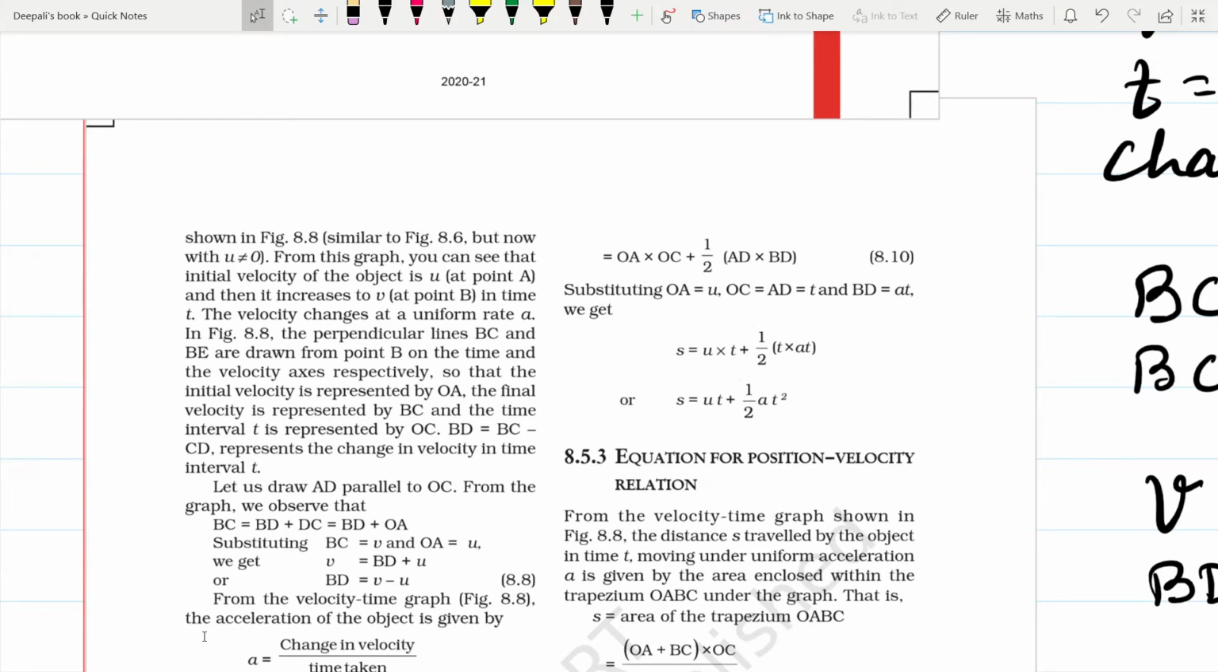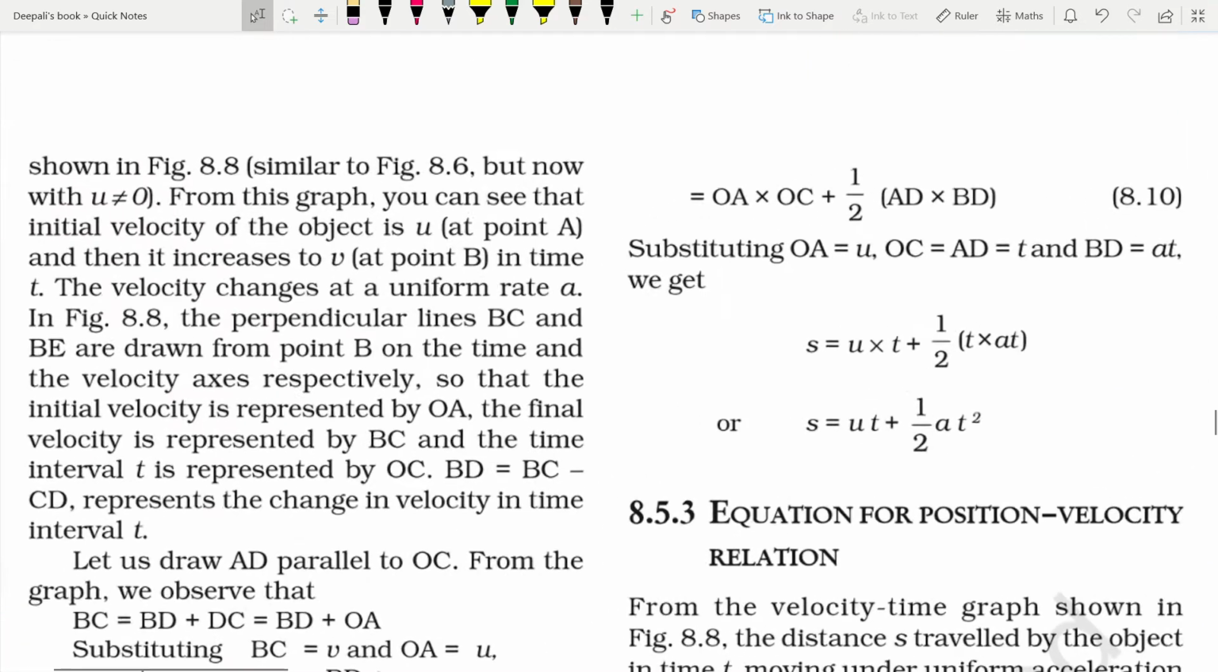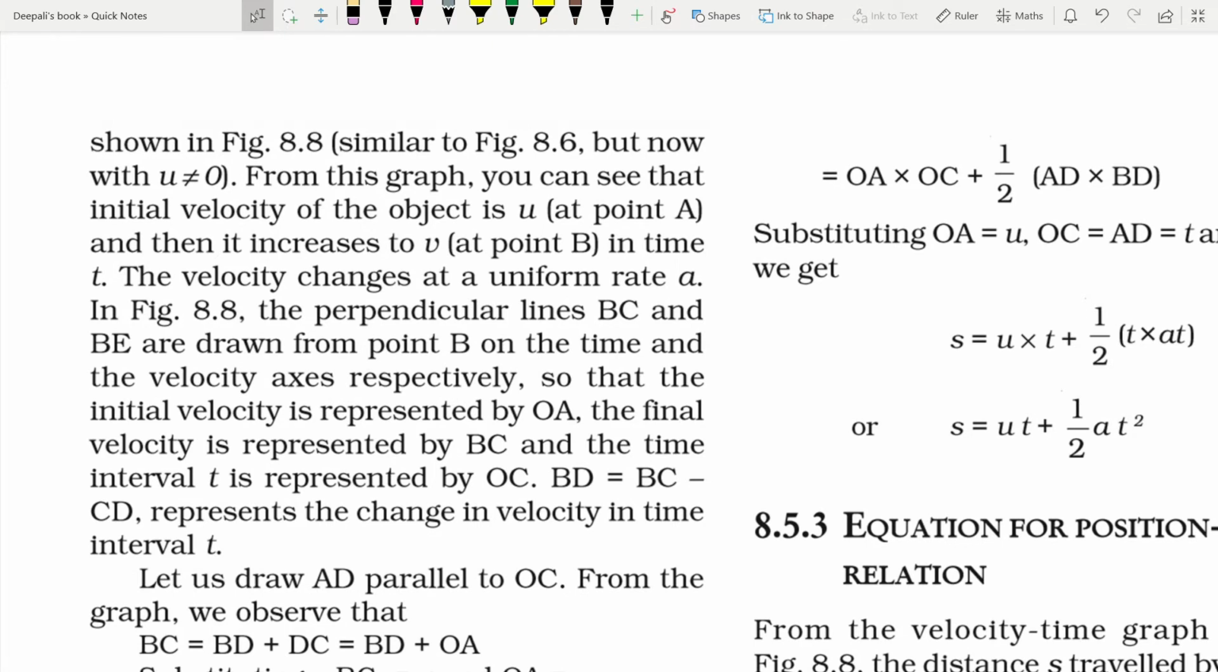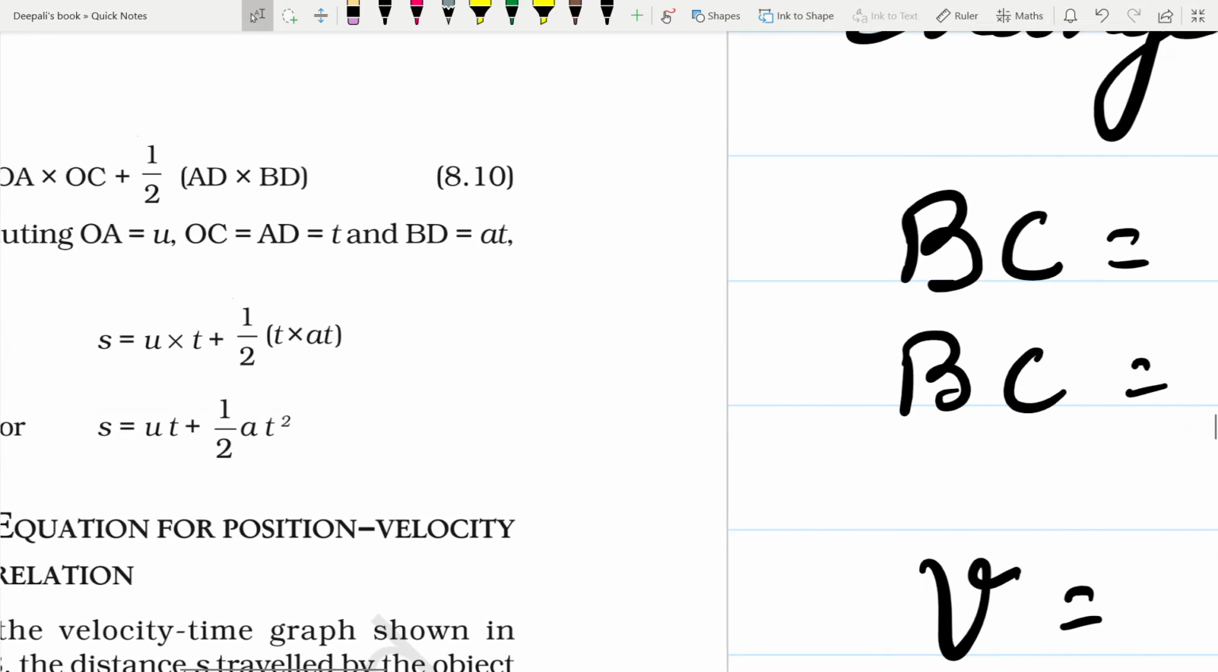In figure 8.8, the perpendicular lines BC and BE are drawn from point B on the time and the velocity axes respectively, so that the initial velocity is represented by OA and final velocity is represented by BC, and time interval t is represented by OC. BD is equal to BC minus CD represents the change in velocity in time interval t. Now let us see how to derive this equation.